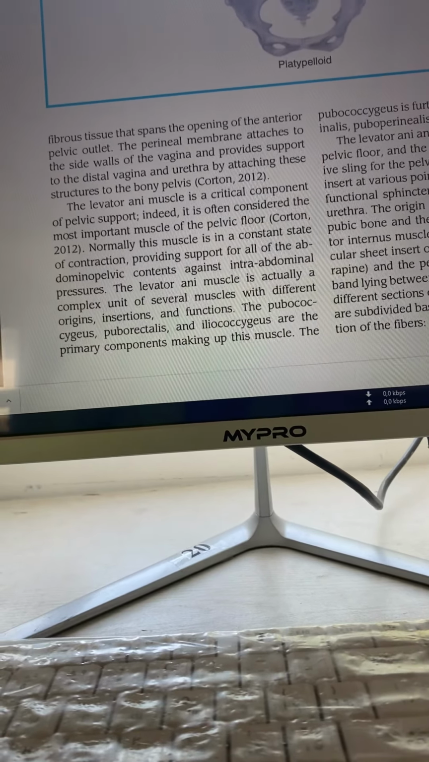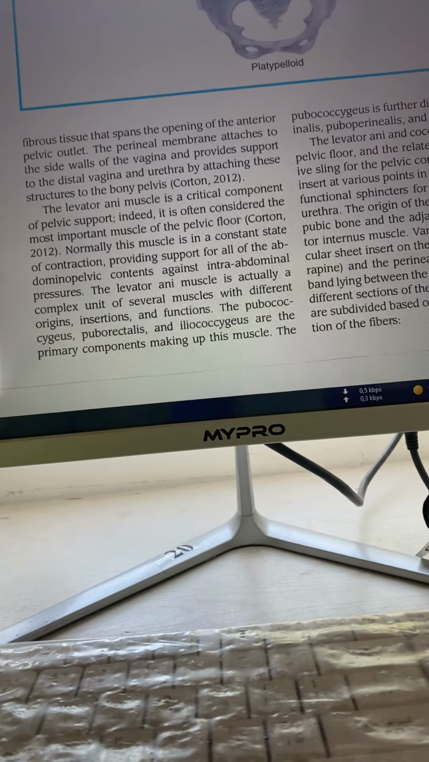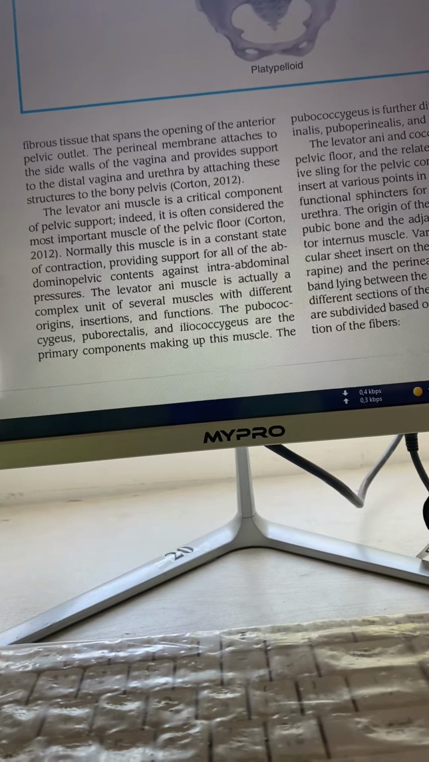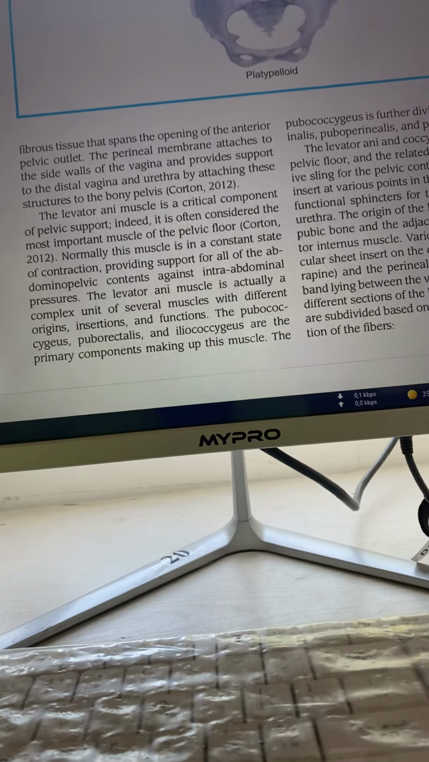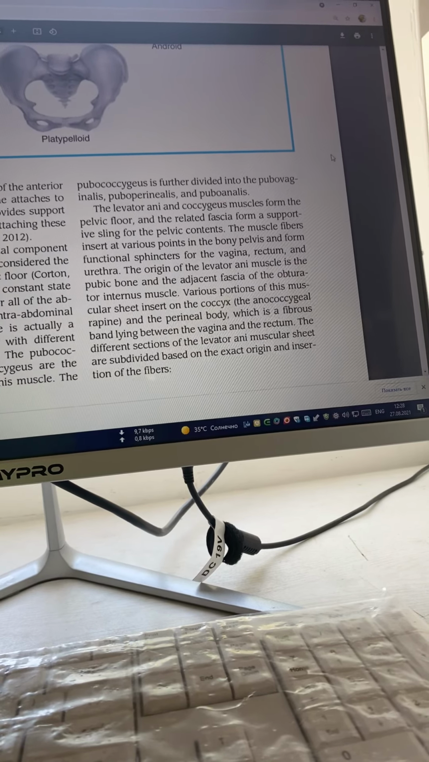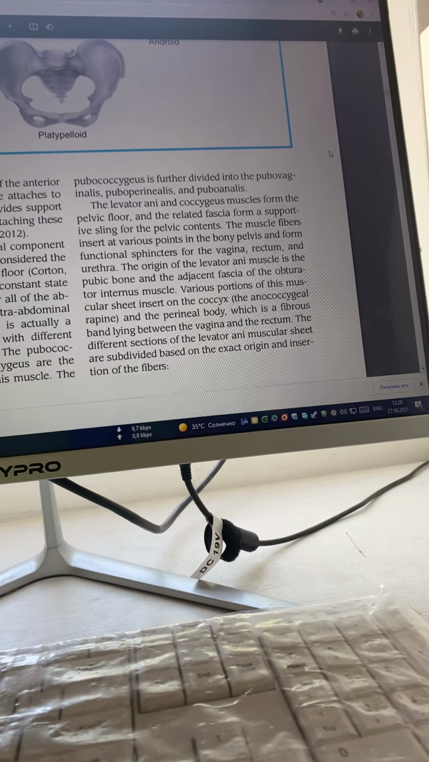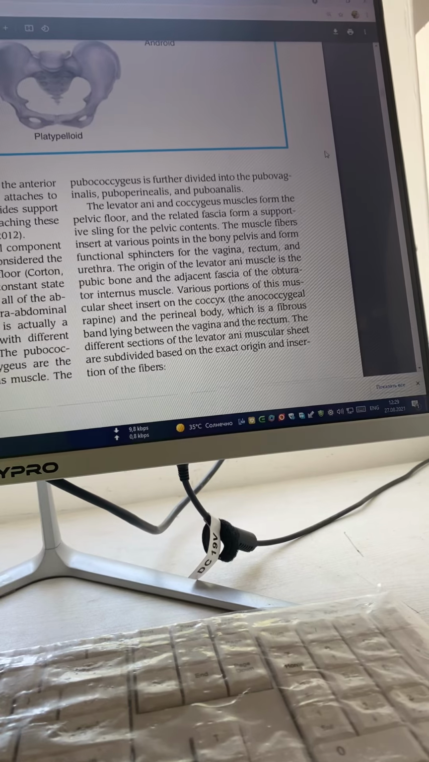The coccygeus, puborectalis, and iliococcygeus are the primary components making up this muscle. The pubococcygeus is further divided into pubovaginalis, puboperinealis, and puboanalis.